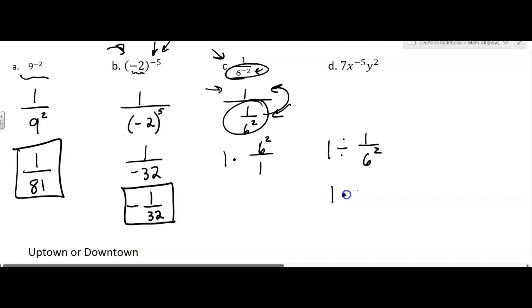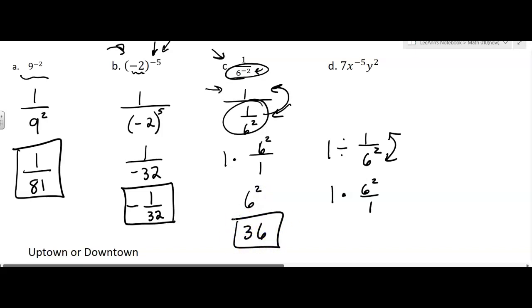That's 1 times, and now you're going to switch their places. 6 squared over 1. Okay, that might work a little better. Okay, so 1 times whatever is just whatever. I don't have to worry about the dividing by 1. 6 squared, so it's going to be 36 is my answer here.